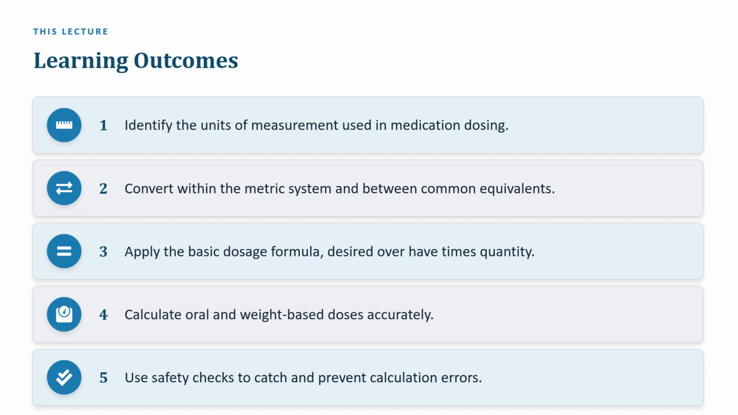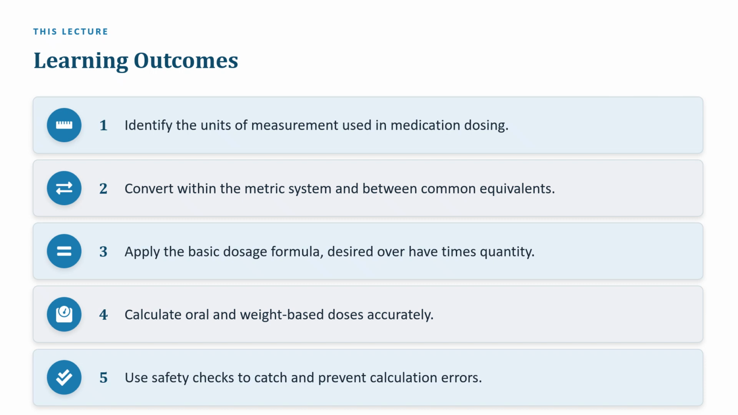Third, apply the basic dosage formula, desired over have times quantity, which is the single most useful tool in medication math and will handle the majority of the calculations you meet. Fourth, calculate oral and weight-based doses accurately, meaning you can figure out how many tablets or how many milliliters to give, and you can handle doses that depend on a patient's weight.